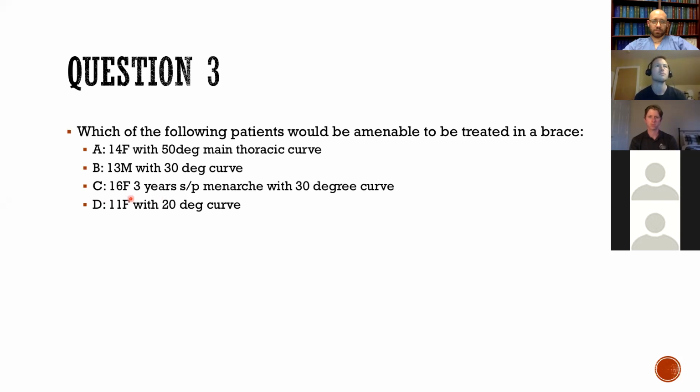Question 3. Which of the following patients would be amenable to be treated in a brace? A 14-year-old female with a 50-degree main thoracic curve, a 13-year-old male with a 30-degree curve, a 16-year-old female 3 years status post menarche with a 30-degree curve, or an 11-year-old female with a 20-degree curve.